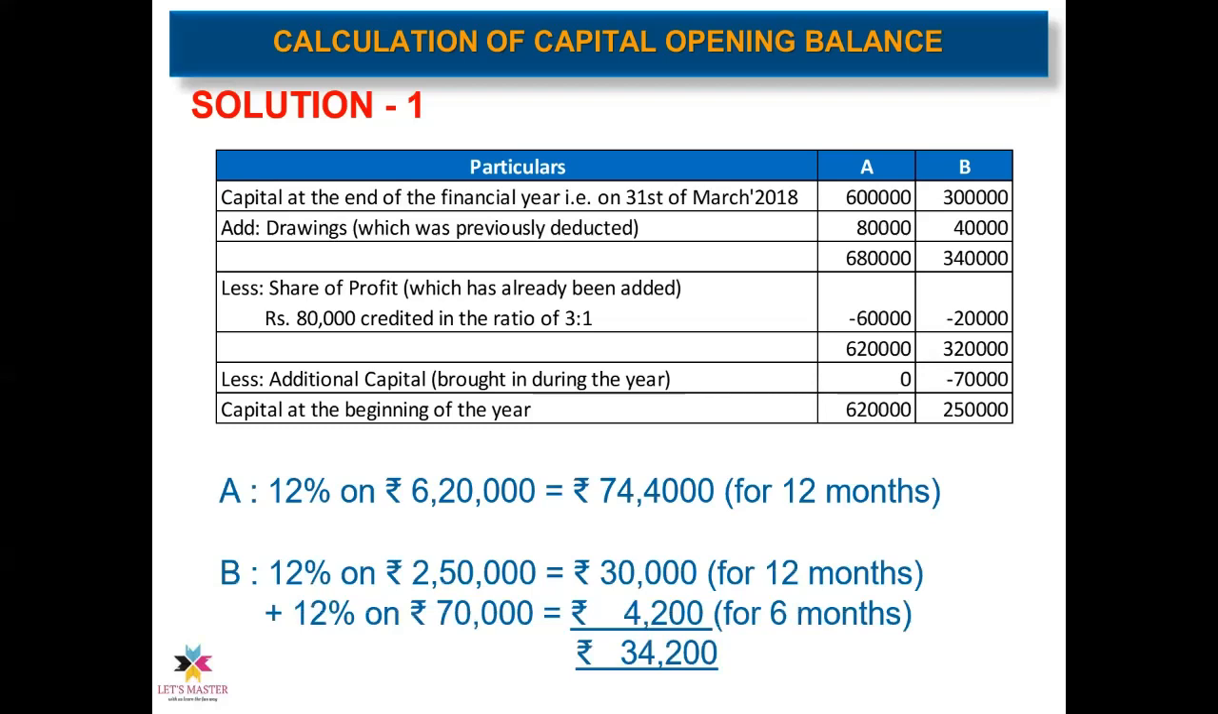But for B, we will provide interest on capital for 2,50,000 for 12 months, which comes out to 30,000, and for 70,000 we will provide for 6 months, because B has brought additional capital of 70,000 on 1st of October 2017. So for that amount, we will again provide interest of 12%, but just for 6 months. So interest on B's capital comes out to 34,200 in total.